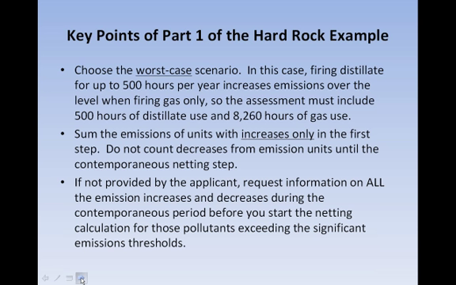Secondly, at this step, you would sum the emissions of the units that only are having emission increases. Do not count any decreases from emission units, even within the project, until a contemporaneous netting period evaluation is done. Thirdly, if not provided by the applicant, request information on all of the increases and decreases that have occurred during the contemporaneous period before you start the netting calculation for those pollutants that exceed the significant emission thresholds at the first step.